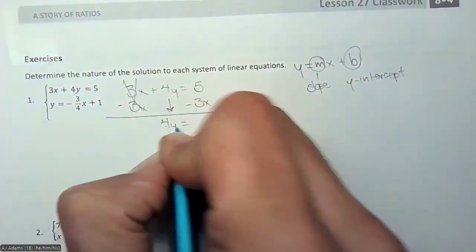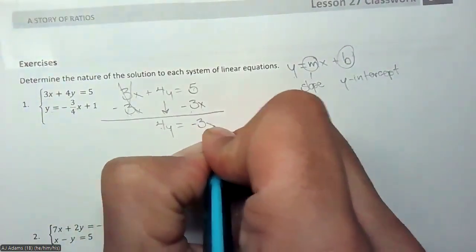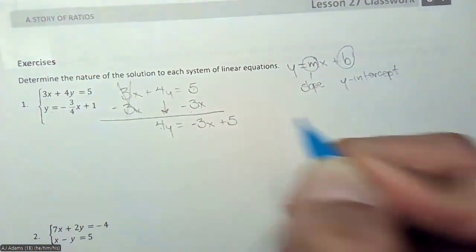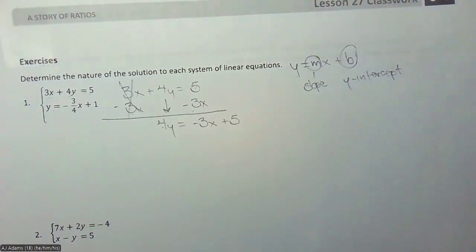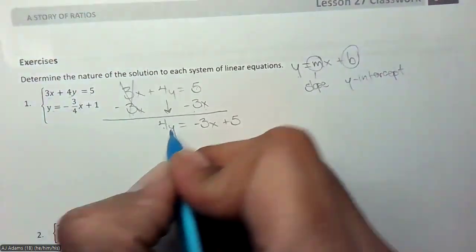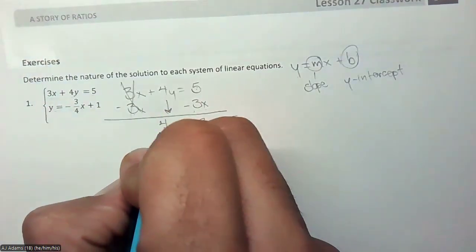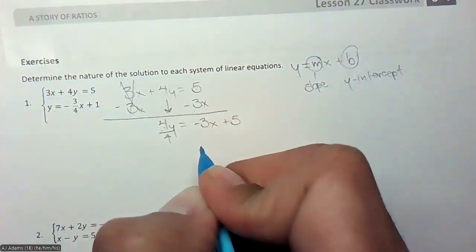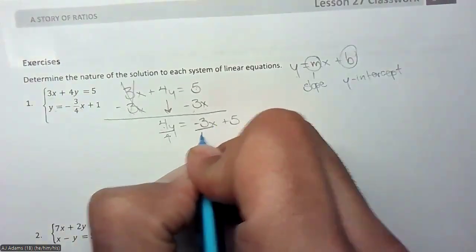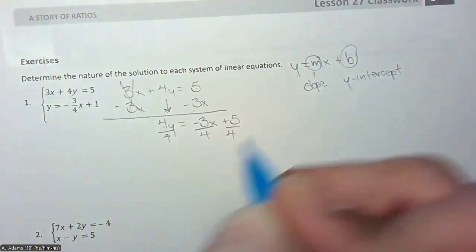That's the slope. So 4y equals negative 3x plus 5. Is this equation in slope-intercept form now? It's not because of this 4. How do we get rid of this 4? We divide by 4 to undo the multiplication, and we divide by 4 across the equation.